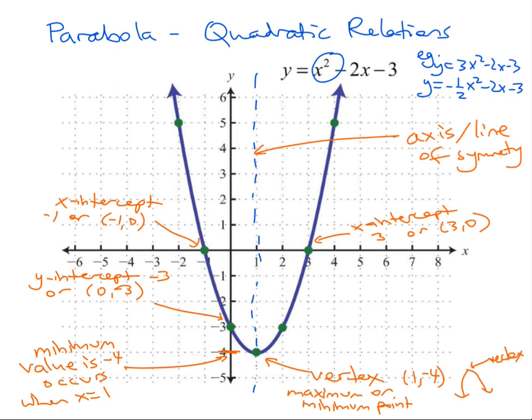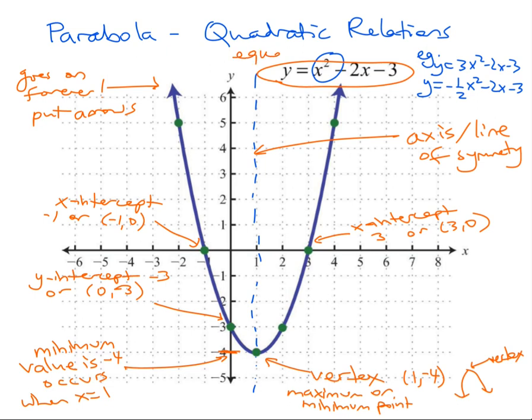All right, and notice that the parabola goes on forever here. So when we graph it, we're going to put arrows to show that it goes on forever. And notice that this is the equation. When we graph, we always label the graph with the equation, and that equation will always start with some term that's got x squared in it.